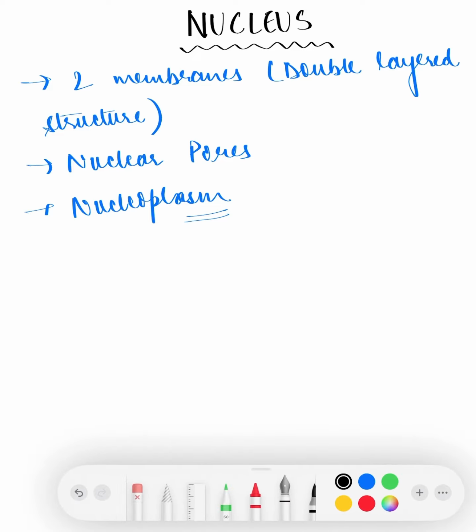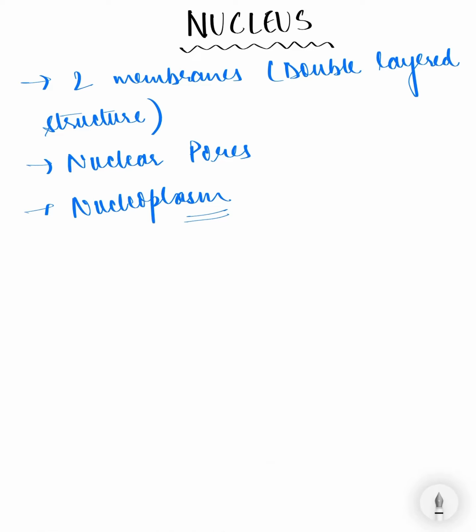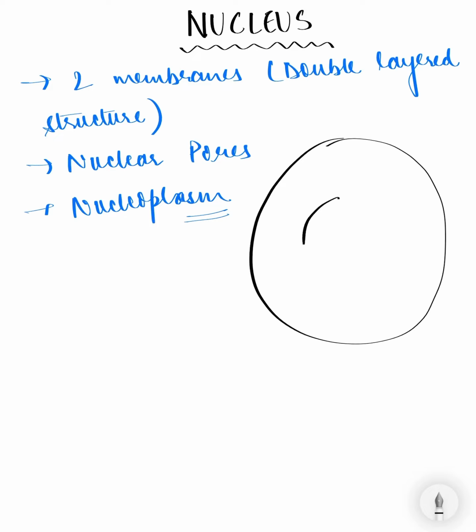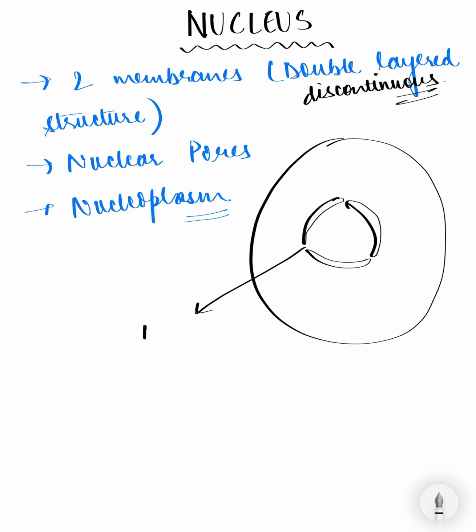So let us draw a structure so that we can understand it in a better way. Let's suppose this is a cell and here is the nuclear membrane. This membrane is discontinuous, and these are the empty spaces. These are the nuclear pores.